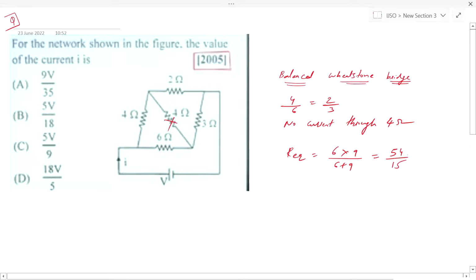How is it 6 and 9? It's 10 and 5, right? 4 and 2, this will be 6, no? Okay, those are the two. Then if there is no current over here, we can eliminate this whole line. Yes, so then this will be in series. So 4 plus 2, 6 and 9. Yes.